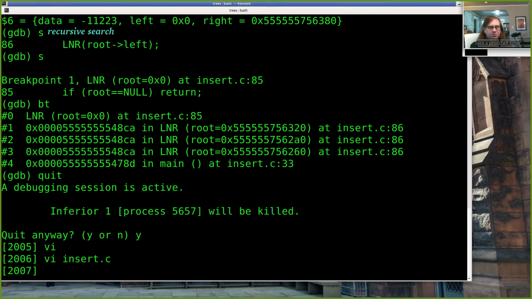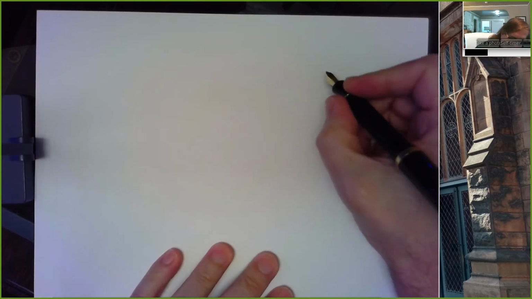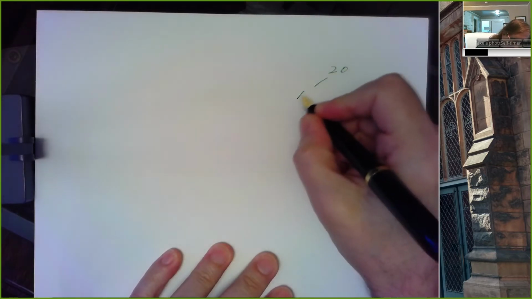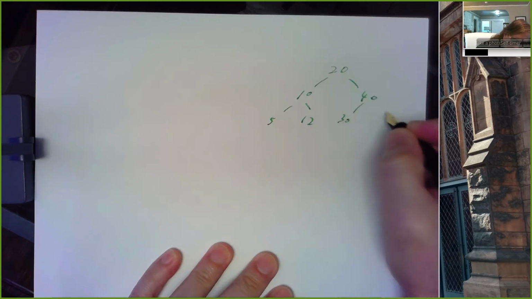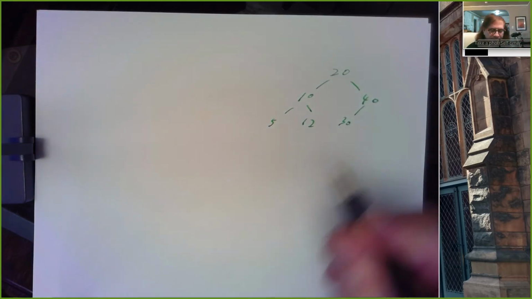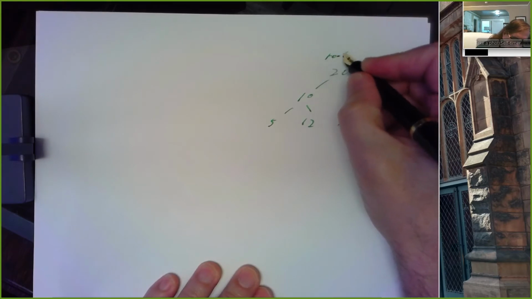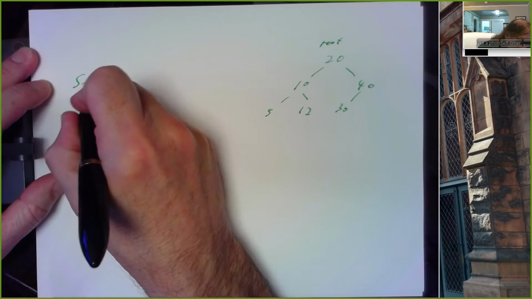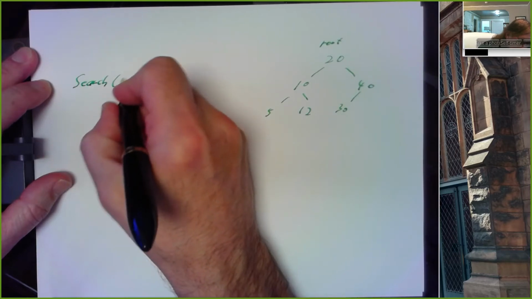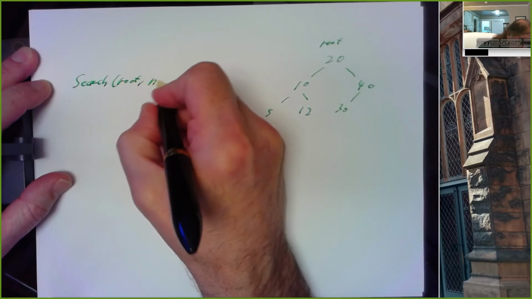All right, so let's go on with developing recursive algorithms for trees. The next one I want to talk about is search. We've got some kind of tree, and there's a root, and we want to search starting from the root for some number.